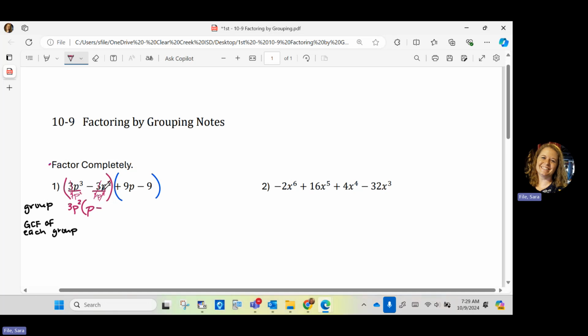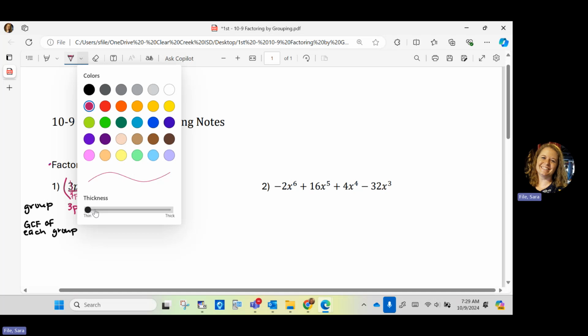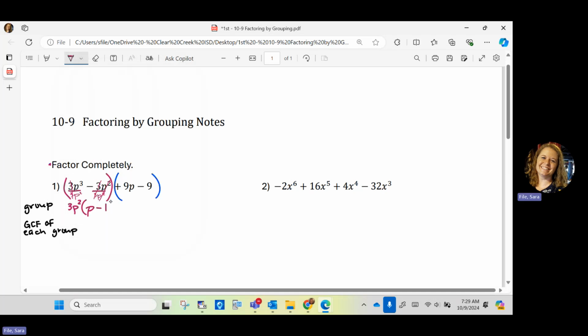It is not a 0, though. Anything divided by itself is not 0. Anything divided by itself is 1. So we get a 1 here, and we have to put that 1. I really squished that up in there, so I'm going to come down a little bit. So we took out 3p squared, and we were left with p minus 1.